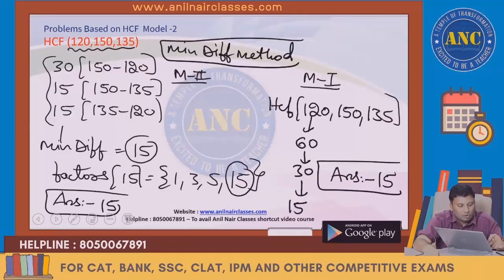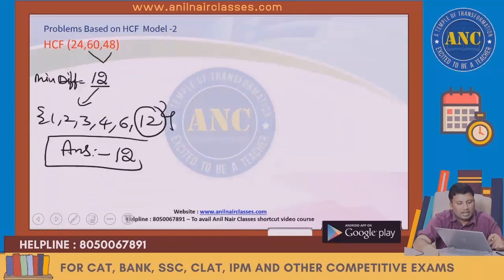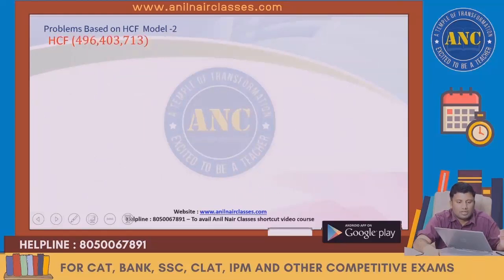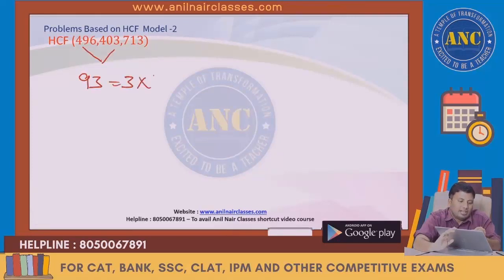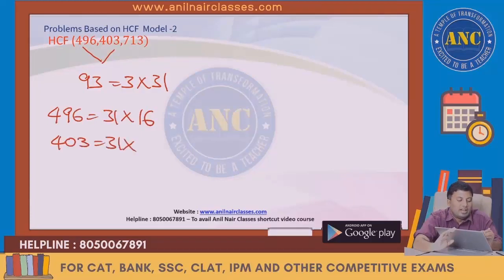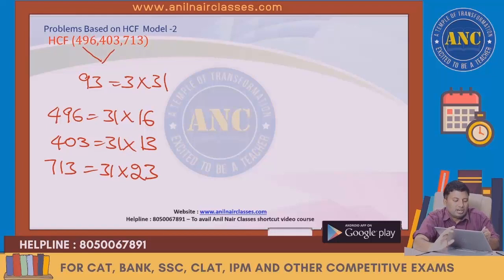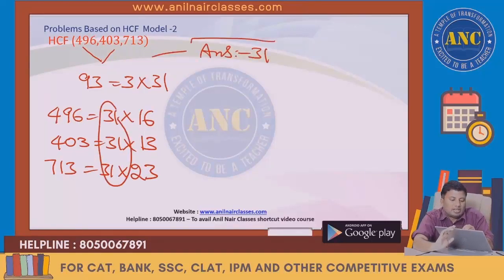Let me get into some advanced level problems. 493, 496, 406. Difference is 93. 93 is 3 into 31. 31 16s are 496, 31 13s are 403, 31 2s are 62. 31 is getting divided. Minimum difference method. Answer is 31.